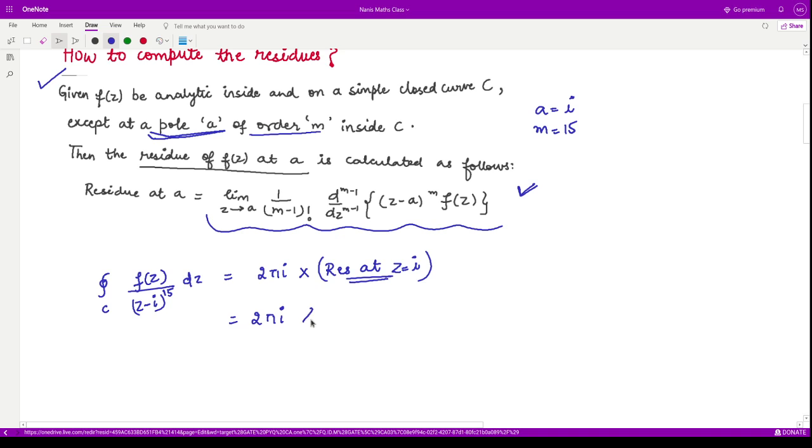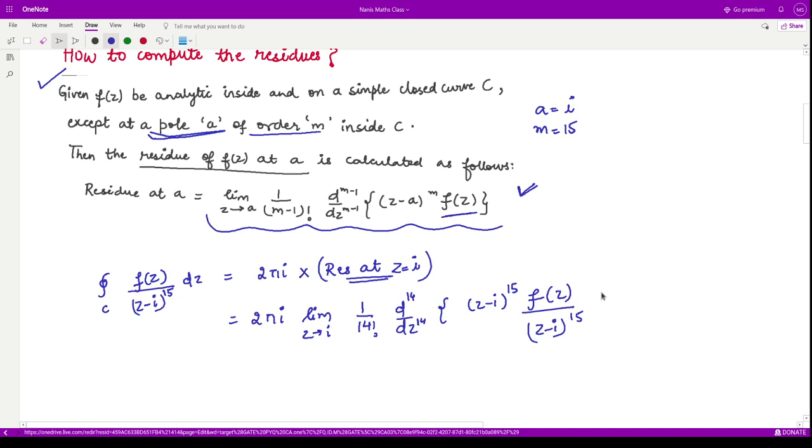So here we would have limit z goes to iota, and m is 15, so we have 1 upon 14 factorial, and then we take the derivative with respect to z 14 times of the function z minus iota raised to power 15 multiplied by our function. And what was our function? It was f of z divided by z minus iota raised to power 15. So this whole function was our function.